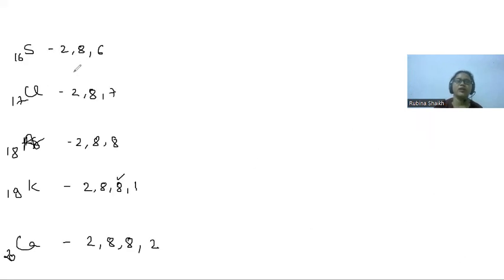If the outermost shell electrons are 6, that is more than 4, so 8 minus 6 is 2. 8 minus 7 is 1. Argon is again a noble gas, so 0. Potassium is 1 and calcium is 2. So we have seen the valencies.